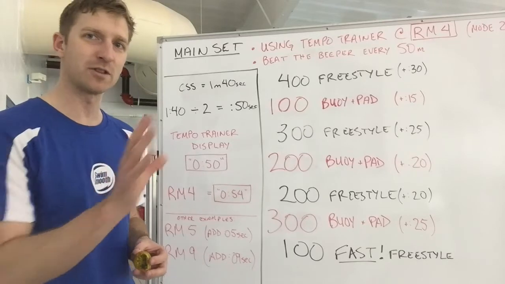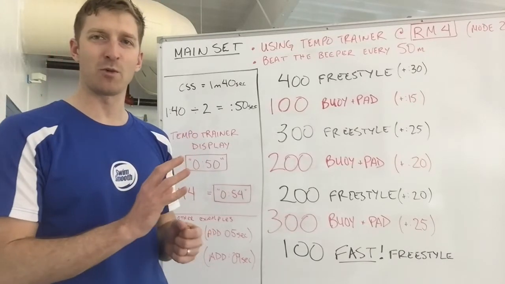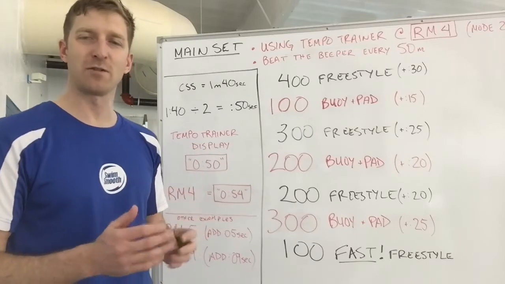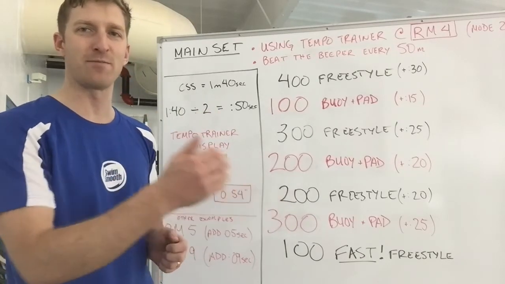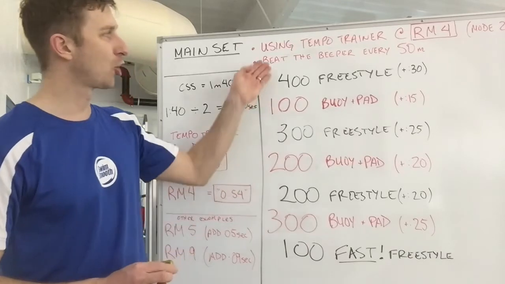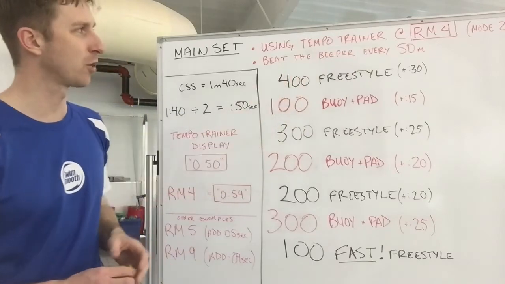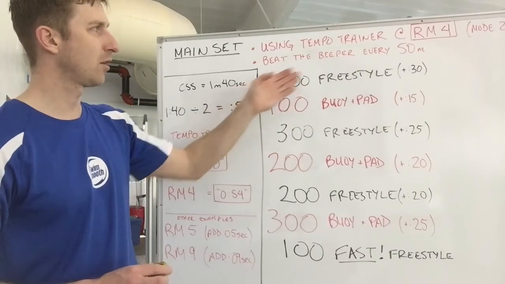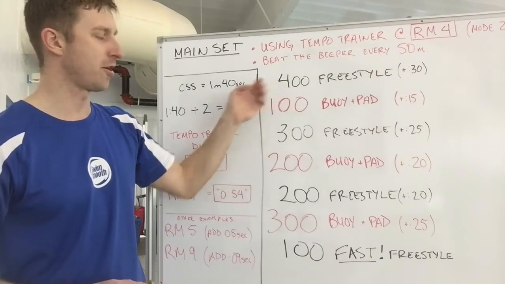The RM cycles, as opposed to the CSS intervals that I explained about a week ago, the CSS intervals have you swimming precisely with the beeper every 25 meters. Here, your goal is to beat the beeper every 50 meters. And then so here's how this works. Using Mode 2 with an RM cycle 4. Our first effort here is at 400.